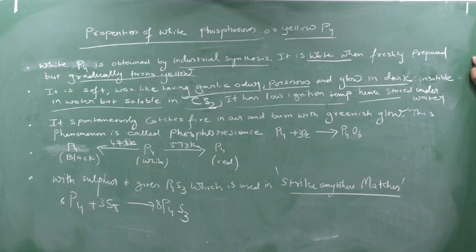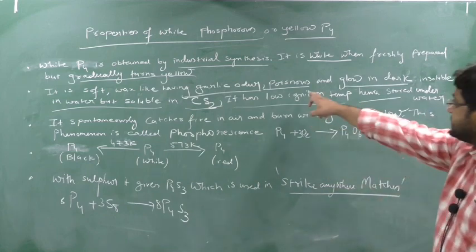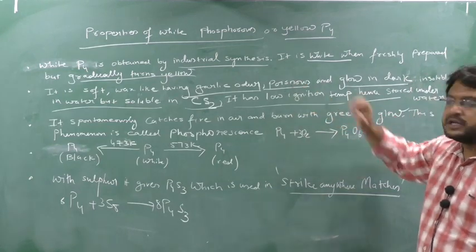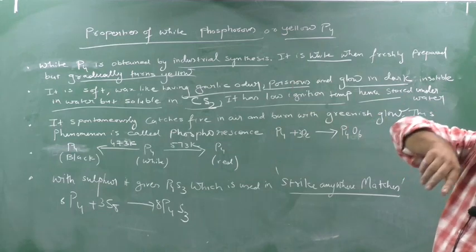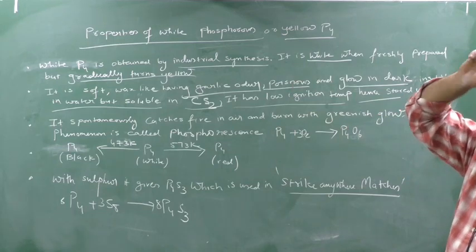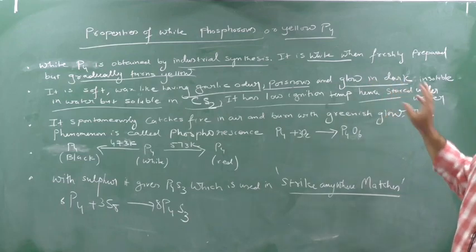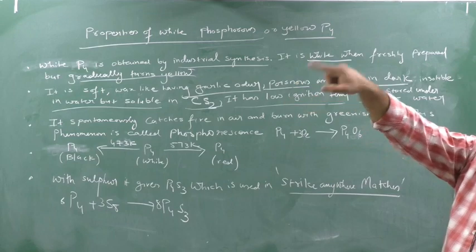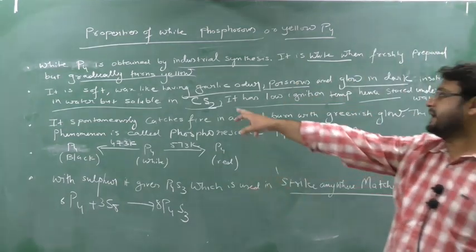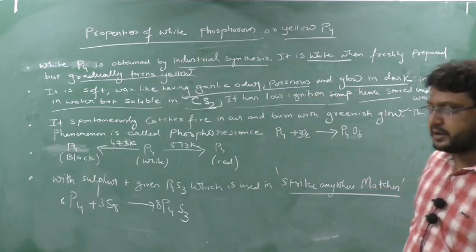The second point is that it is a soft, wax-like substance, like a cream, like Vaseline, having a garlic odor. It is poisonous and glows in the dark. From this poisonous property, I will tell you something about what happened during World War I and II. It is insoluble in water, which is polar, so it will be soluble in a non-polar solvent like carbon disulfide. It has a low ignition temperature, due to this reason it is stored under water.